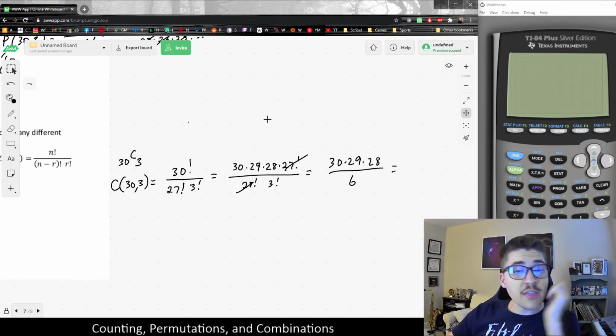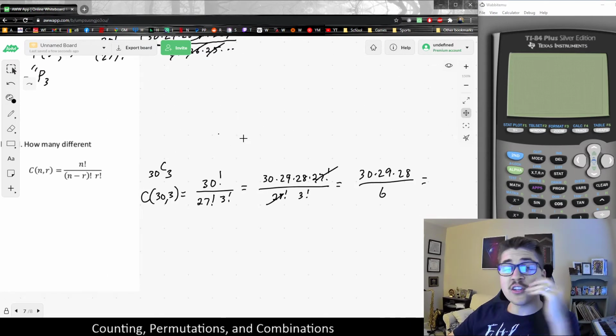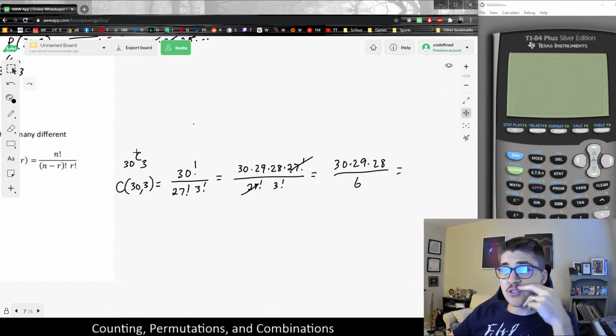And actually, one other thing I forgot in the last video is that your calculator will typically have permutations and combinations stored within it. So let's say I have 30 objects and I wanted to figure out how many groups of 3 there would be.